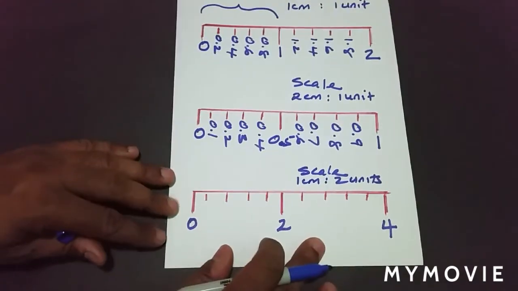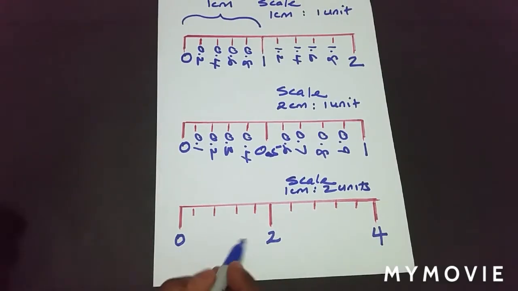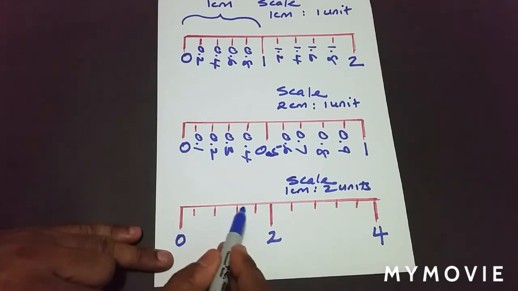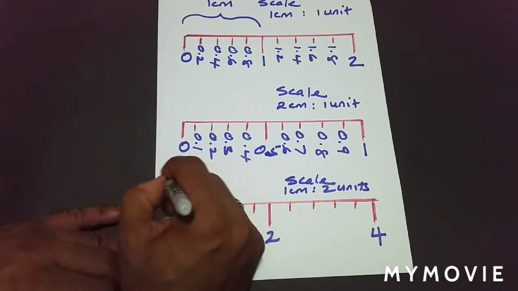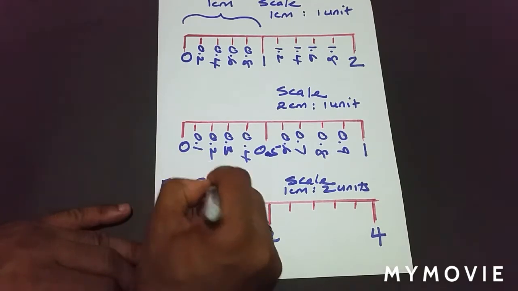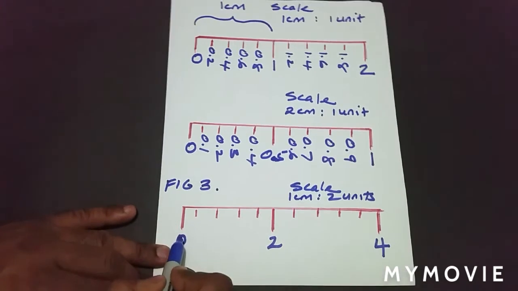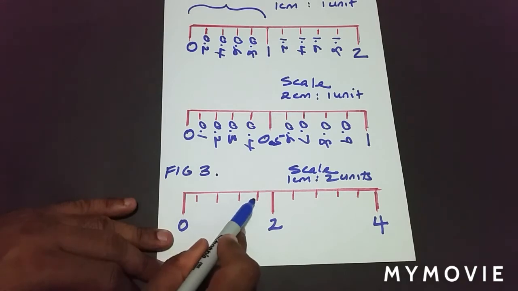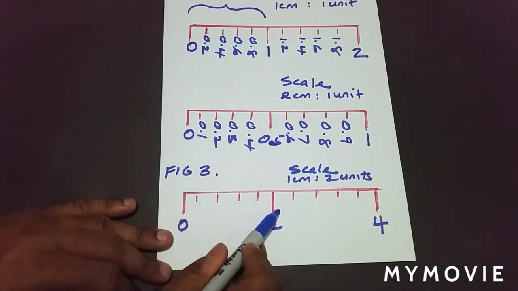So come back here. So if this is 0 and this is 2, how would you count between these bars here? All right, so I'm going to call this figure 3 because I'm going to be asking you to tell me how to count between these points. So if this is 0, what would this be? What would this be? What would this be? What would this be?